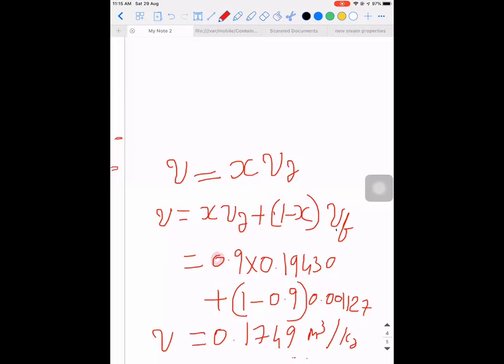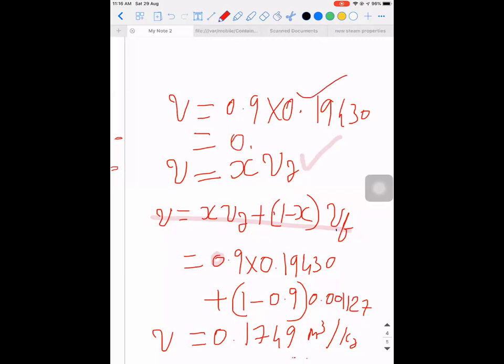Now, sir, already I told you I have given two options. This is the actual formula, but we can manage with this formula also. Now, what is the corresponding value when you use only this one? V is equal to, what is X, sir? 0.9 into Vg, 0.19430. Mostly the last two digits we need to ignore. What is the outcome of this one, sir? 0.1748. So you won't find any difference.